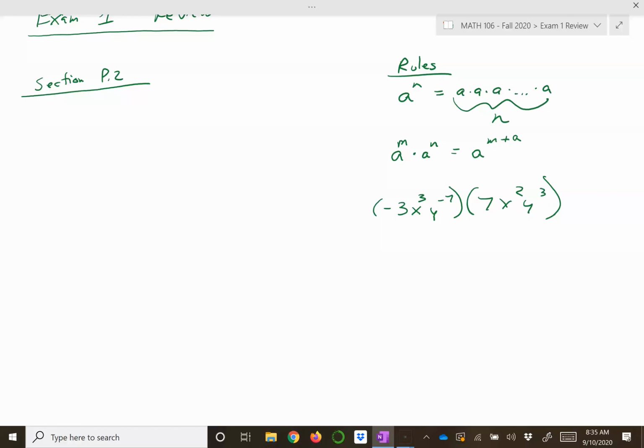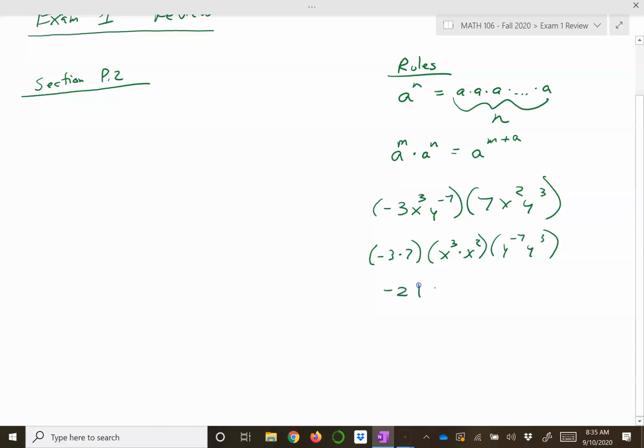So what you could do in your head when you're doing a problem like this is move all the integers together, and then all the bases that are the same, move those together. And here we have two different bases, y and x. The way I rewrote that problem, they're the same, right? Because you can move terms around when you're multiplying. It doesn't matter the order in which you do it. So now that you see it that way, it's a little easier to work with, right? Because then you do the integers.